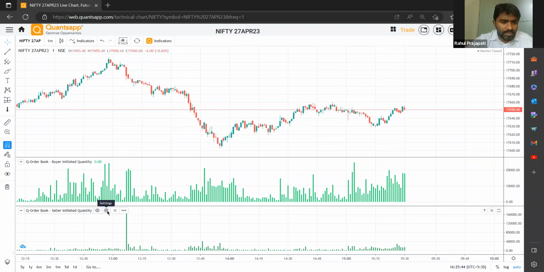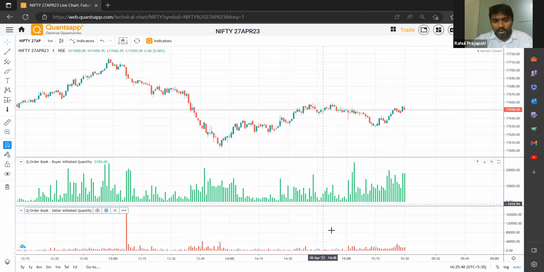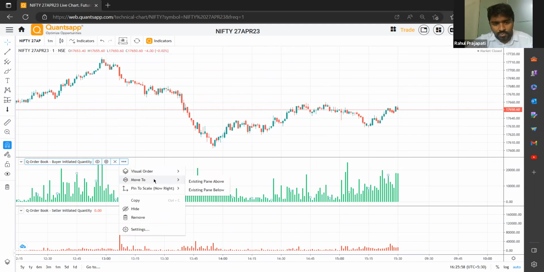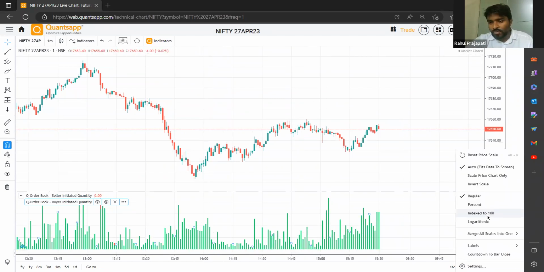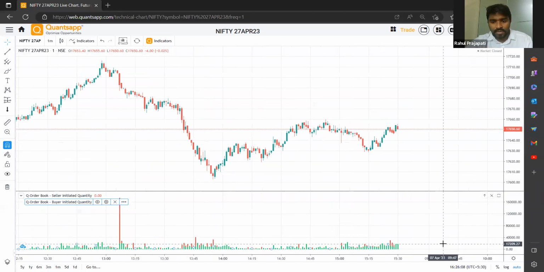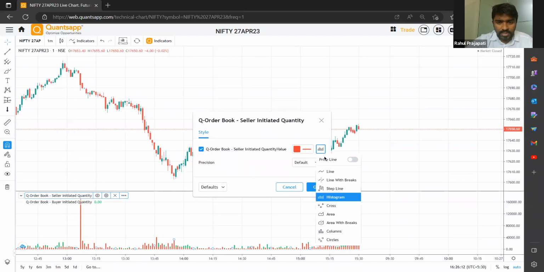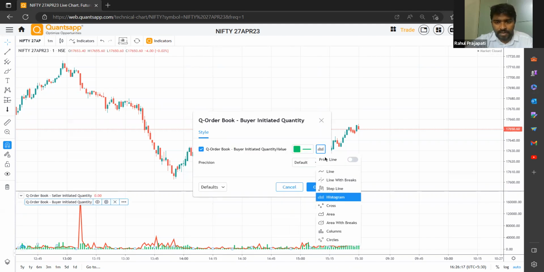So what I'll do is I'll change the color for the seller so that we can differentiate. Now you can see that these are the buyer and seller. So I cannot compare these two when they are in two different panes. So I'll merge it. I'll just go here and click on move to existing pane below. And I need to merge the scale also because they are not on the same scale. For comparison, they have to be on the same scale, right? Now, one more thing I'll do is change it to line chart for both the indicators so that I can easily compare it.